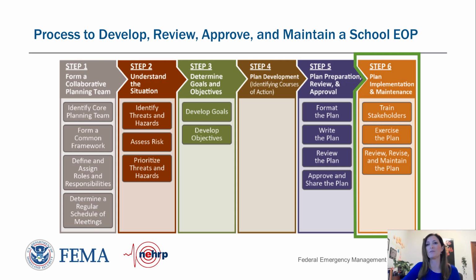Step 6 involves plan implementation and maintenance. So this involves making sure that people know what their role is within the plan and ensuring they're trained, exercising the plan, and reviewing, revising, and maintaining that plan over time.